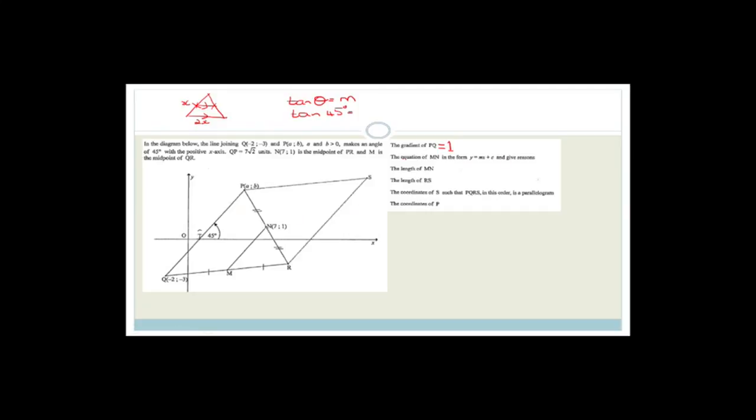Now they want the equation of MN in the form y equals mx plus c, and give reasons. So as I've mentioned before, if you look at this triangle, and I'm going to use the highlighter, I've got PTQ and QR, sorry about the wobbly line, and PR, and they tell us that this is a midpoint. So using the midpoint theorem that we know about, if you join the midpoint of the two lines, this line is going to be parallel to that line, which means it's going to be the same gradient.